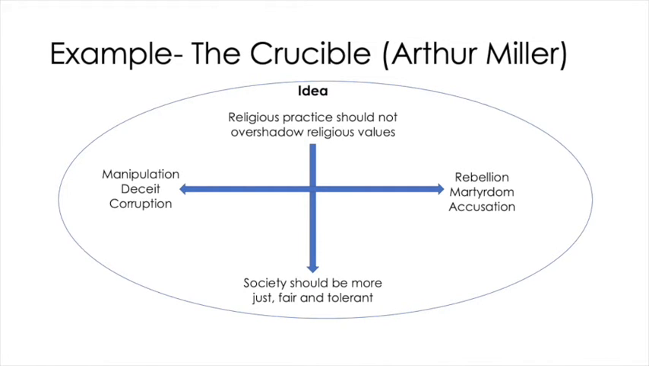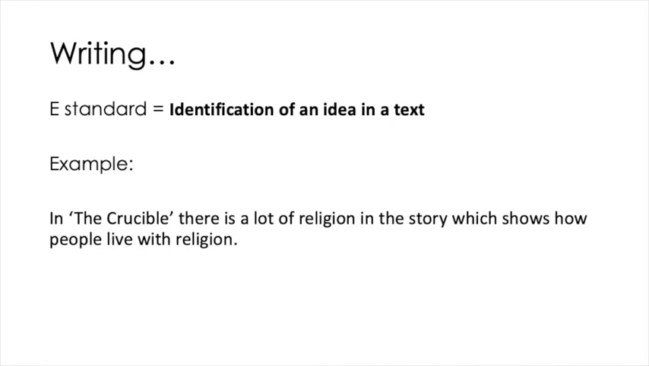Let's look at this from a writing point of view now. When we look at the performance standards, aligned with the E is this language identification of an idea in a text. So I wonder what that would look like. Well, let's check out an example. In The Crucible, there is a lot of religion in the story, which shows how people live with religion. So they have identified an idea here, people live with religion.